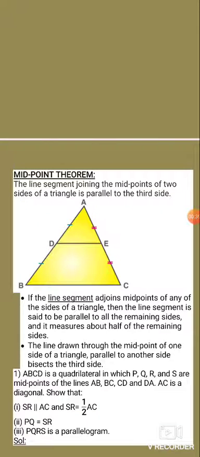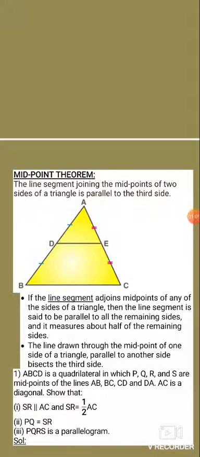In this figure, D is the midpoint of the side AB and E is the midpoint of the side AC. So using this midpoint theorem, the line segment joining the midpoints of two sides of the triangle, which is DE here, is parallel to the third side. So DE is parallel to the side BC.